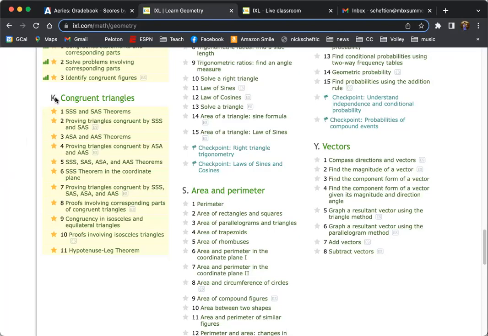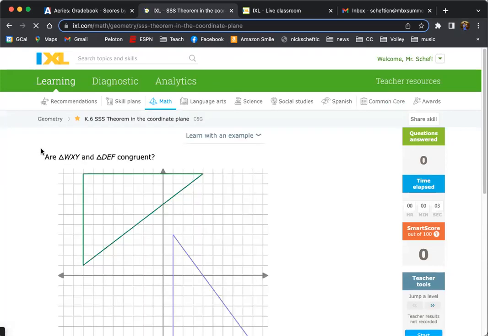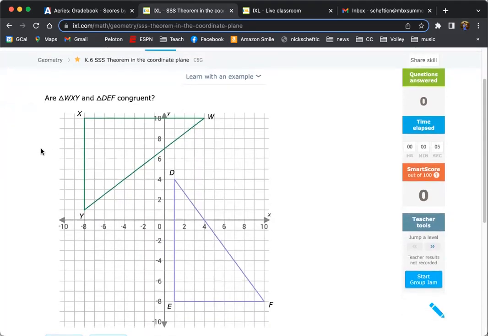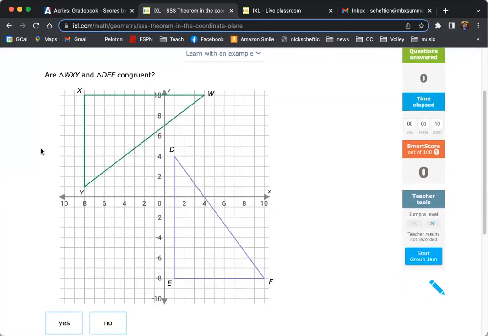All right, so we're going to be looking at K6, the SSS theorem in the coordinate plane. We're going to use the distance formula. We're going to measure the different sides, maybe even count. Sometimes we can just visually count. So we have two triangles here, and we're going to determine if these two triangles are congruent.